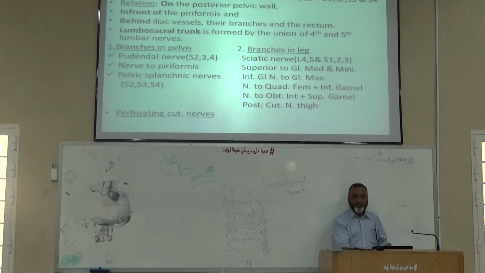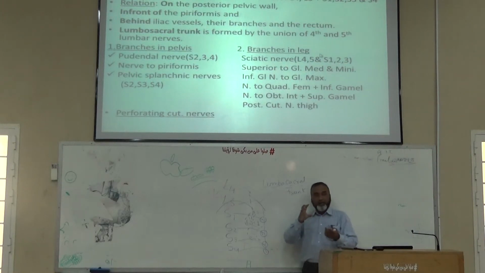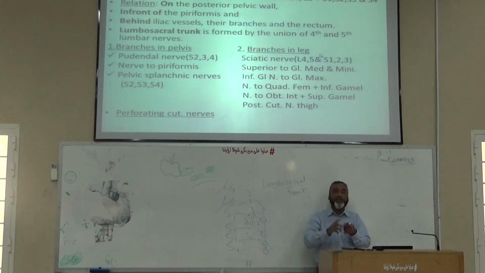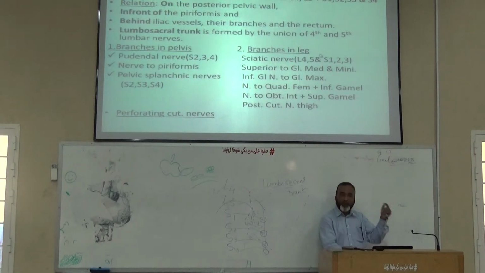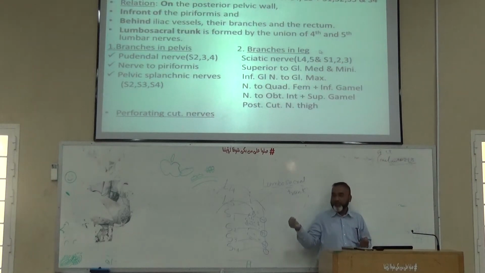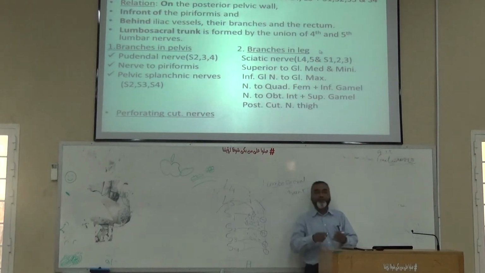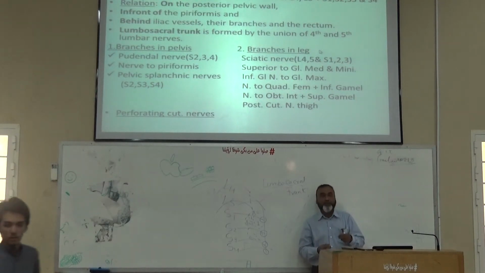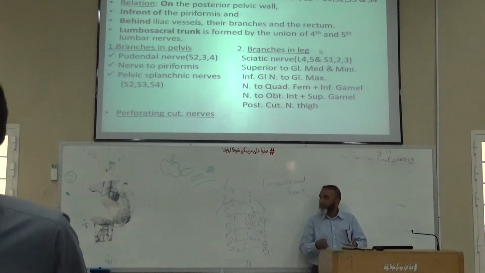Okay. Then we have the branches which originate from the sacral plexus, but they leave the pelvic cavity through the greater sciatic foramen. The first we have done is the pudendal nerve, which is also one of the contents, but it is supplying the pelvic cavity. Now, which are the branches for the lower limb or the leg? The first and largest is the sciatic nerve, and the root value of the sciatic nerve is L4, L5, S1, S2, and S3. It is the longest nerve of the body.